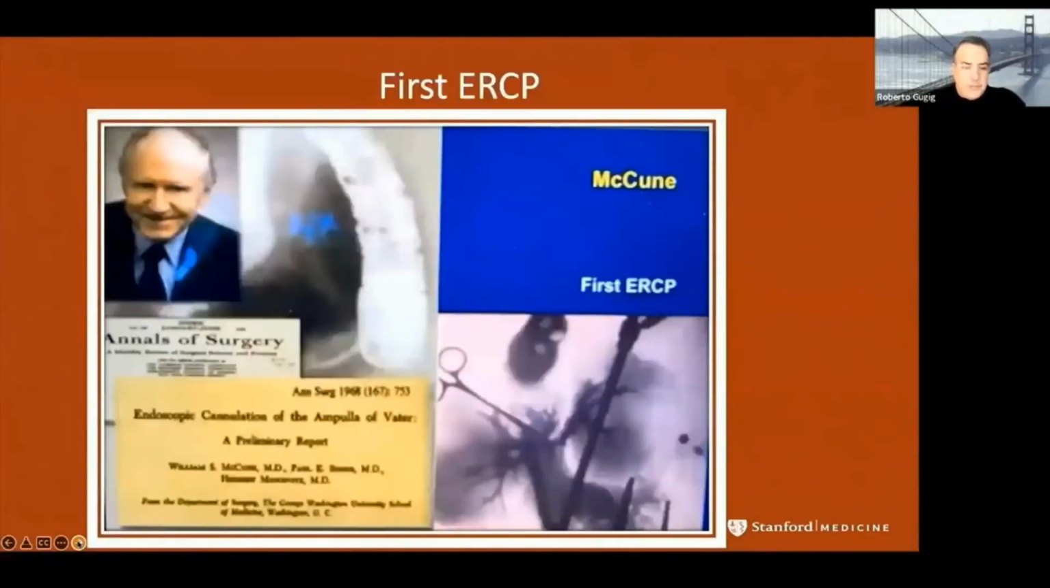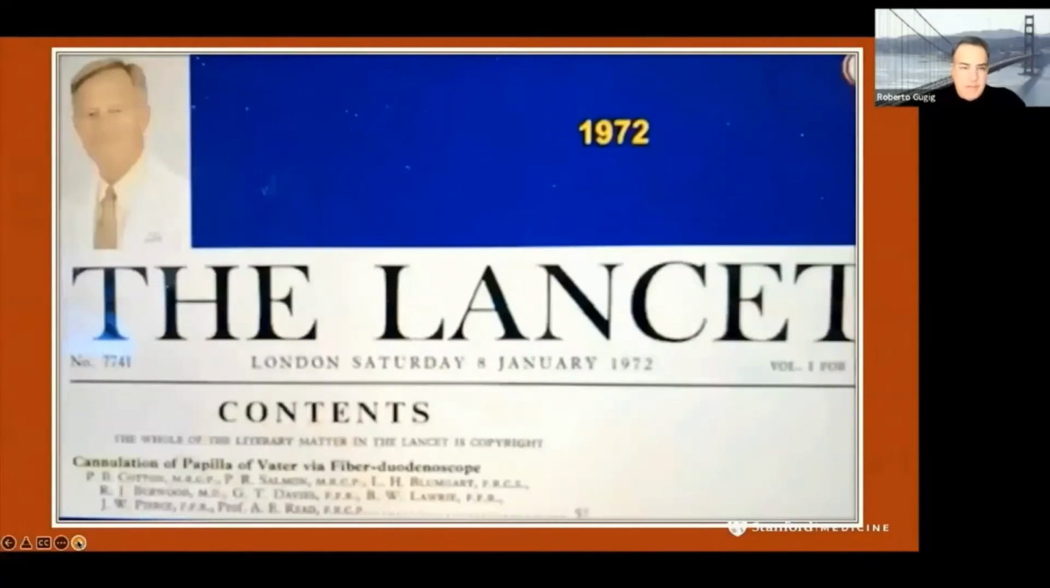So the first ERCP was described and done by William McCune in 1968. He was a surgeon. He spent 4 hours cannulating the ducts, and he said it was so dangerous and so complicated that he really abandoned the procedure. By 1972, Peter Cotton, who actually coined the phrase ERCP, was publishing the first of about 62 patients on whom he did ERCP. You can see what kind of papers you could publish in the Lancet at that time. Here we have cannulation of the papilla of Vater using a fiber duodenoscope. So I doubt that we could publish something like that in the Lancet nowadays.